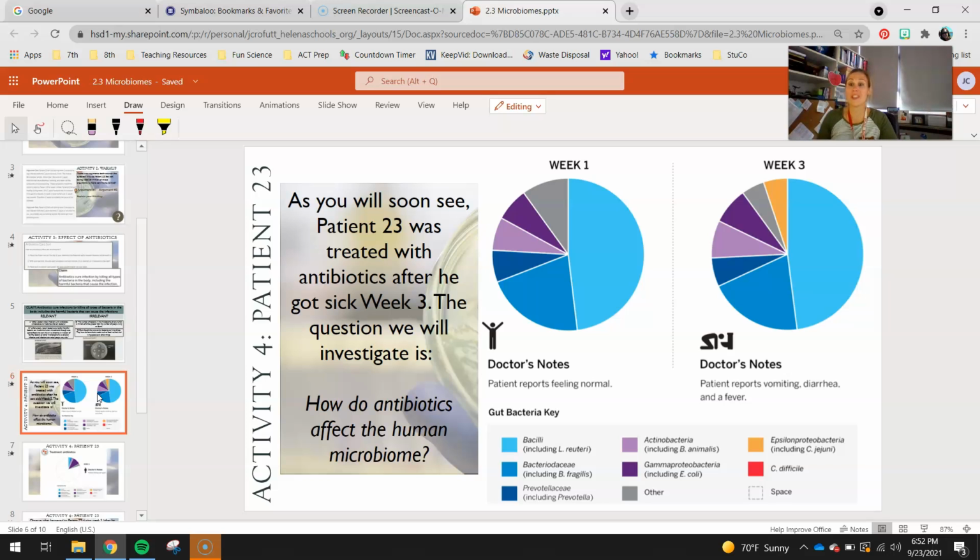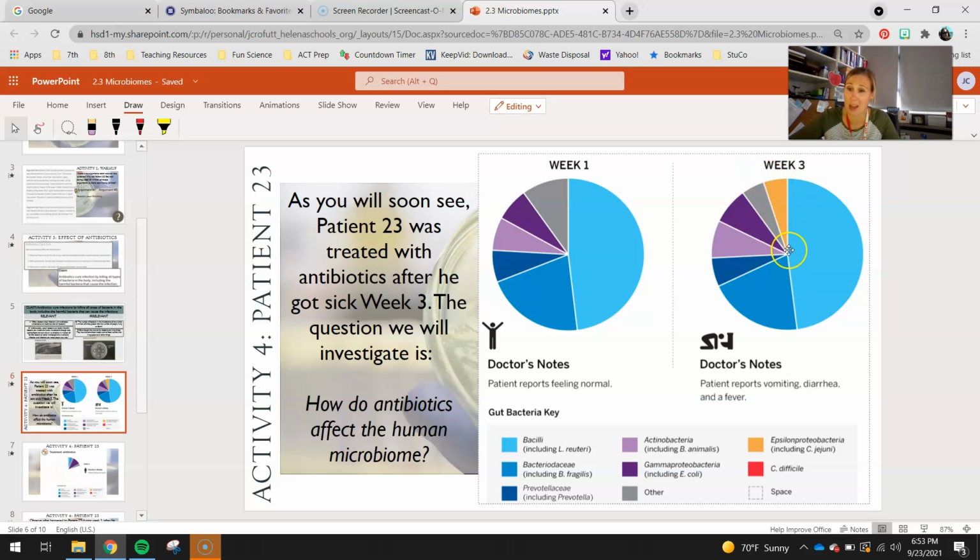All right, moving on to activity 4. This is visiting back to patient 23. These were the pie charts that you got a little earlier. Here's week 1. This was when patient 23 was a healthy individual. You can see what his gut microbiome looked like. Week 3, this is where he gets food poisoning.